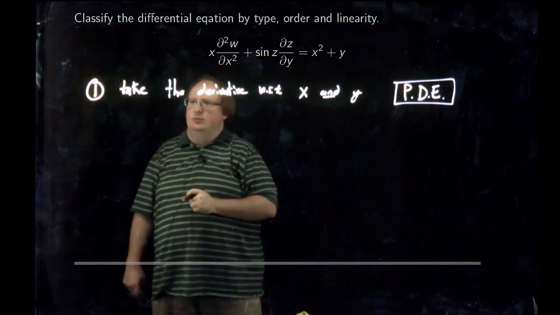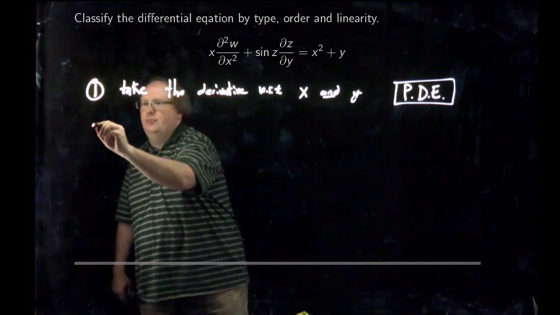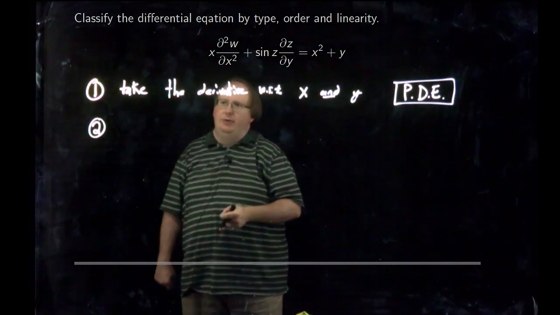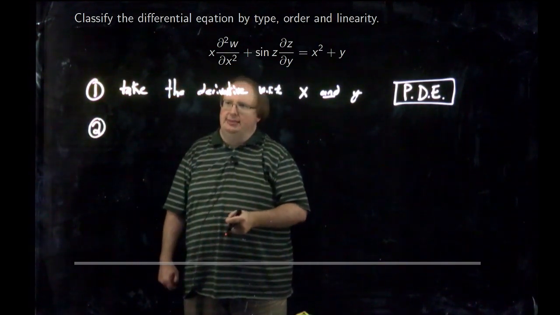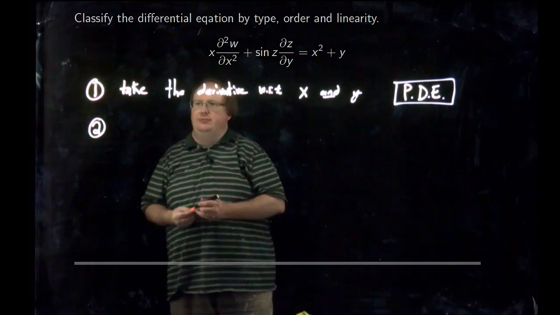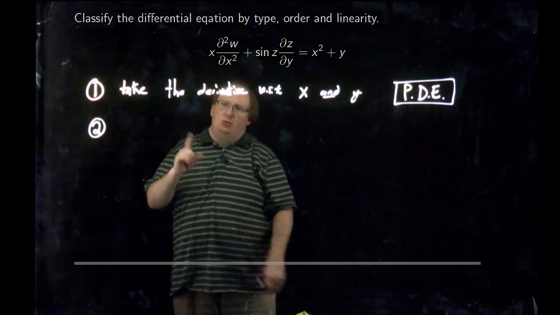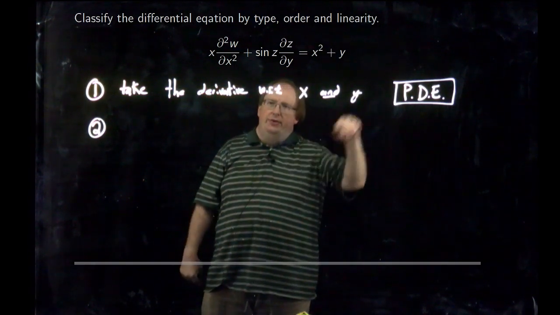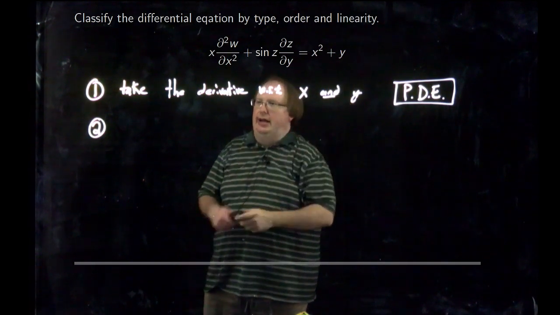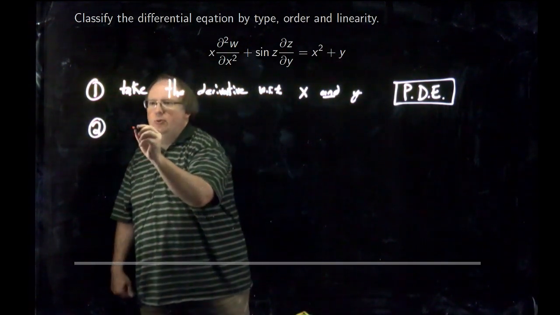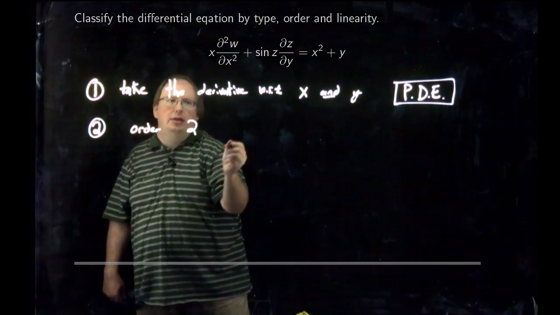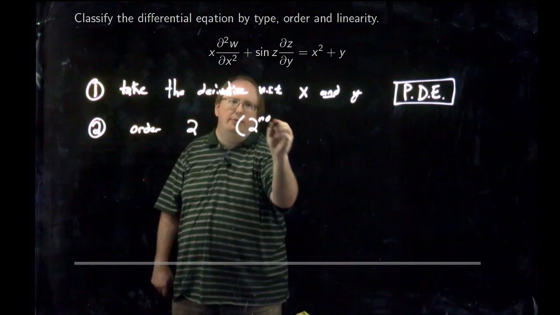The second thing is, well, what about the order? So you see in the first term, we're taking the partial derivative of w with respect to x. So that's order 2. The second one is the partial derivative of z with respect to y, and that's just order 1. And then on the other side of the equals, we don't have any derivatives. So that order is 0. So the highest is order 2. So we have that this is going to be order 2. And again, you can also say second order.